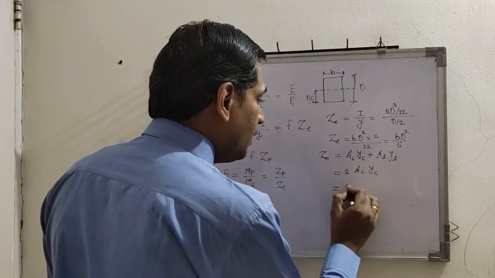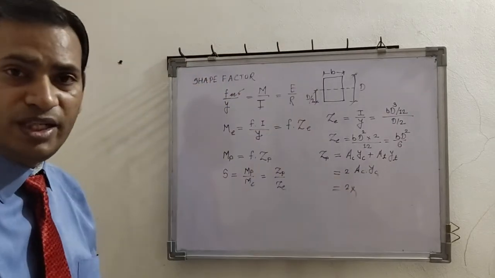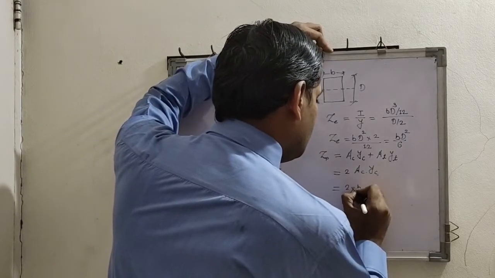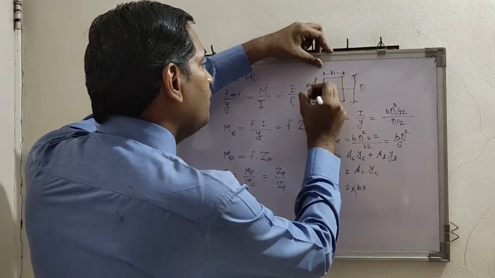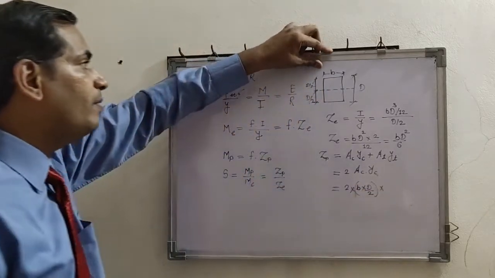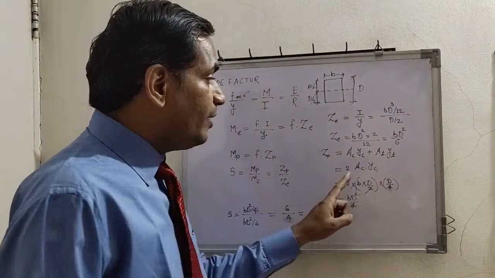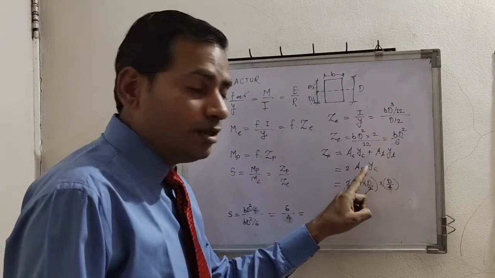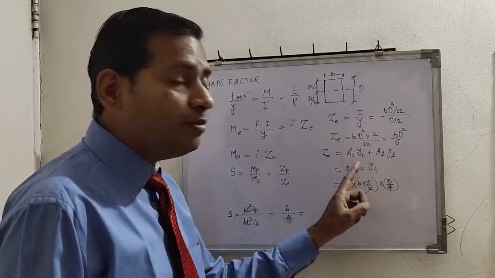So this is equal to 2 times AC into YC. Now how much is the area in the compression zone? The area in the compression zone is b into depth D by 2. So this is AC, multiplied by YC. So 2 times AC into YC. YC value is nothing but the centroidal distance of the compression zone from the neutral axis.